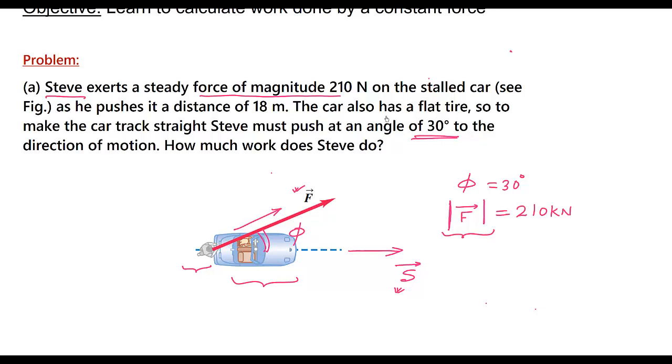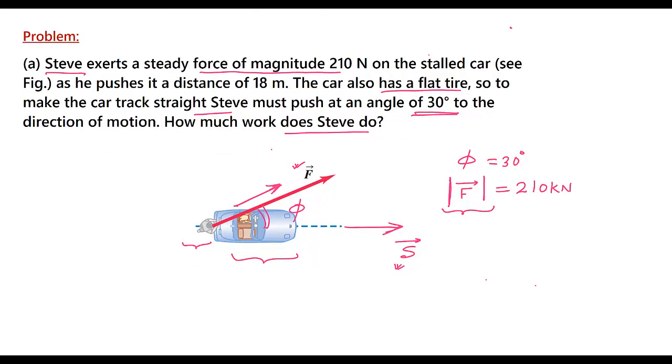The car also has a flat tire, so to make the car track straight, Steve must push at an angle of 30 degrees. So if Steve wants to push this car in this line, he has to apply a force in this direction, and that is at an angle of 30 degrees. Now the question is, how much work does Steve do? That is, we have to calculate the work done by Steve.